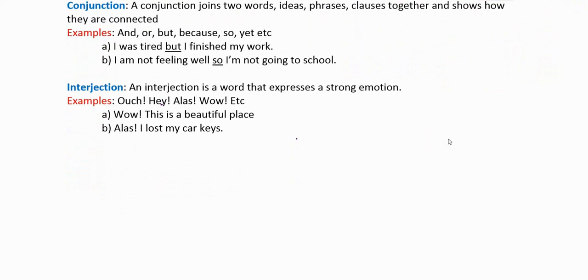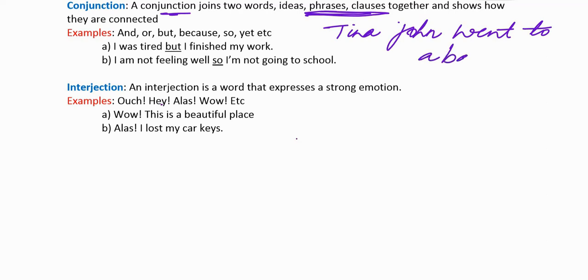Now moving on to conjunctions. What are conjunctions? A conjunction joins two words, ideas, phrases, or clauses together and shows how they are connected. So do not worry about the words, phrases and clauses, because these are meant to be learned in the upcoming videos. So let's focus on conjunctions now. A conjunction helps to join two words or two sentences, we can say. I can join two words. For example, Tina, John went to a bakery. I can simply join the two words Tina and John with the conjunction and. Tina and John went to a bakery.